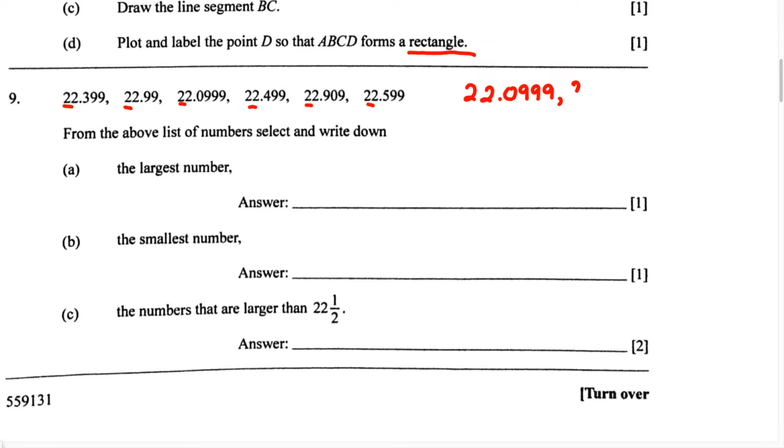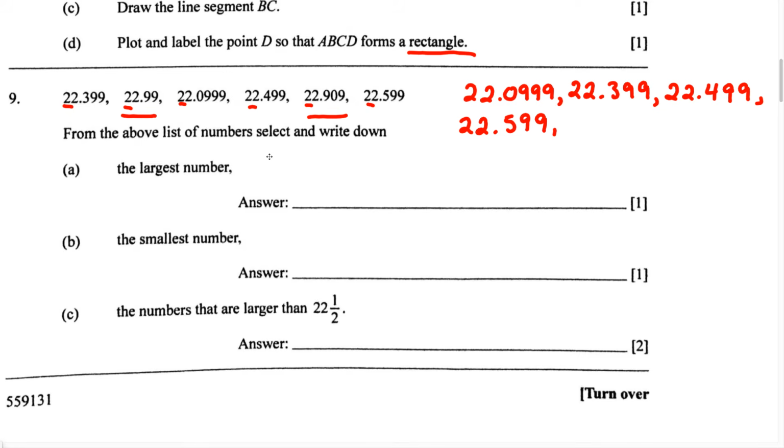So we have 22.399. Now after this, we're going to have 22.499. After 22.499, then we're going to have 22.599. Now after this, we have 2 more numbers remaining. We have 22.99 and we have 22.909.